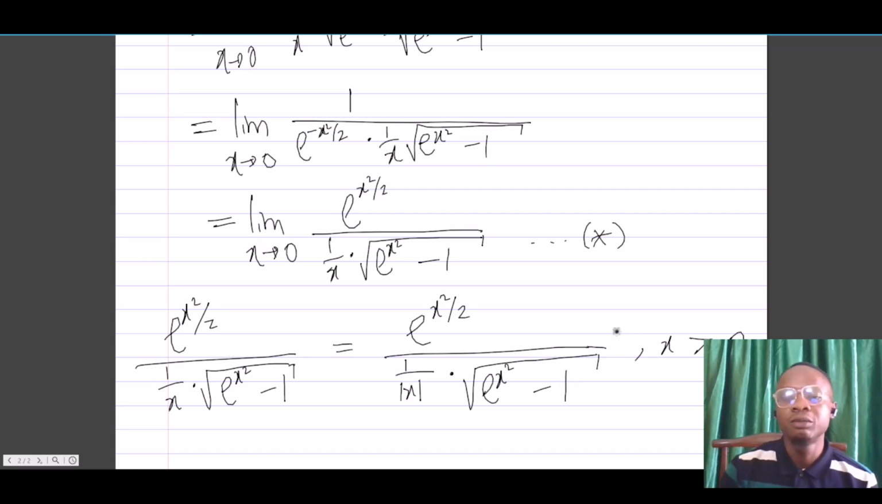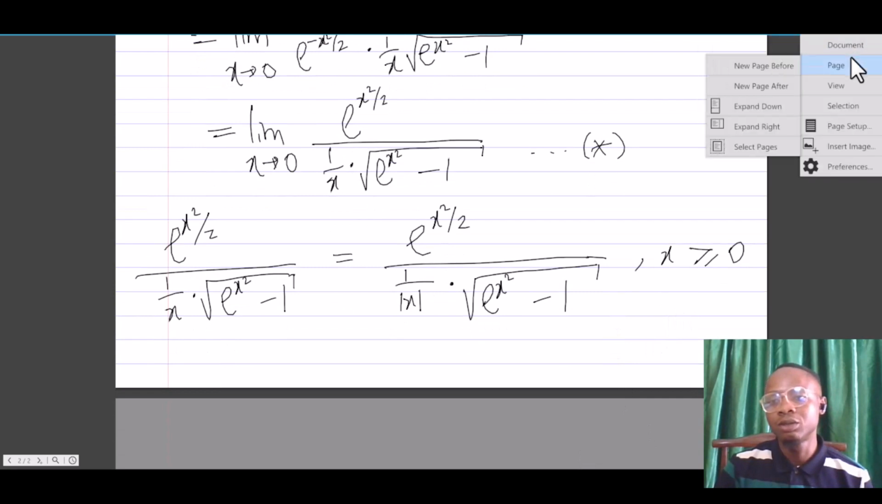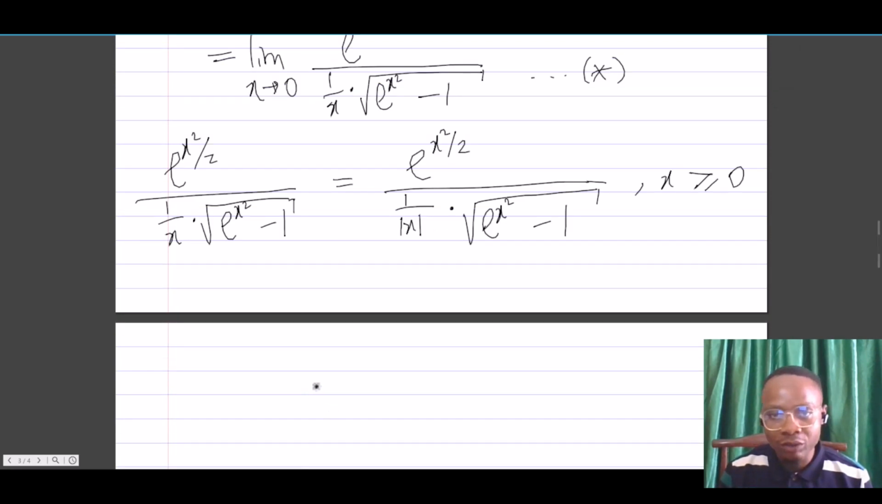And from here, let's add another page now. Going further, we know that this expression is going to be equal to e to power x squared over 2 divided by, trying to manage this now, 1 over modulus of x. I know that modulus of x is root of x squared, then multiplying the root of e to power x squared minus 1.